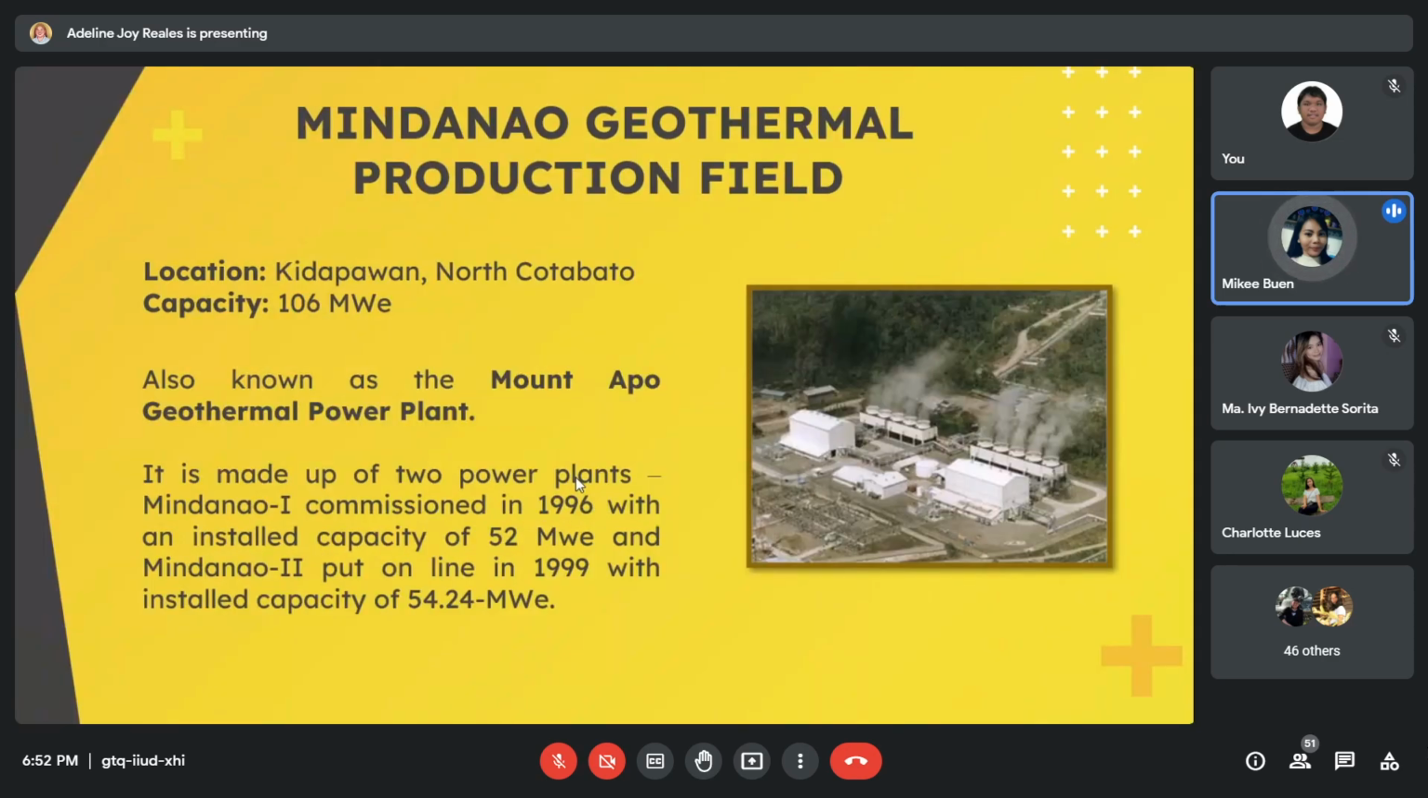The Mindanao Geothermal Production Field. It is also known as the Mount Apo Geothermal Power Plant, and it is made up of two power plants. The Mindanao 1, which was commissioned in 1996 with a capacity of 52 megawatts electric, and the Mindanao 2, which was put online in 1999 with an installed capacity of 54.24 megawatts electric.